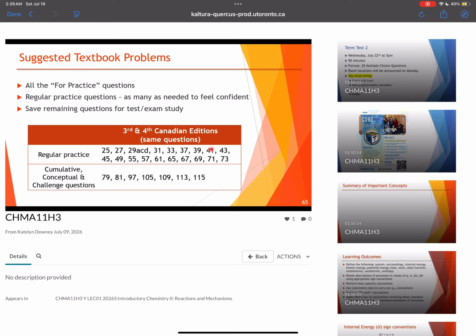The textbook problems are really helpful. I just haven't listed them, sometimes there are many different versions of the same type of question. So just do as many other ones that aren't even listed here as you need to feel comfortable. Doing these practice questions and doing the practice tests that I've posted are going to be key to succeeding on your test coming up on July 22nd. Okay, so do lots of practice problems.